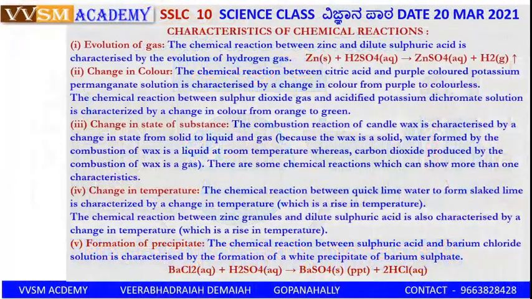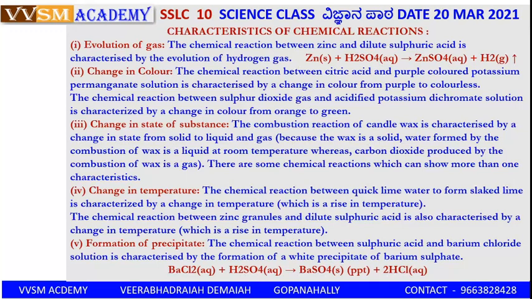Well, characteristics of chemical reactions. Last class we studied what a chemical reaction is. Now we can study the evolution of gas. In any chemical reaction, there is a possibility of evolution of gas. For example, zinc reacts with aqueous sulphuric acid to give zinc sulfate, liberating hydrogen.